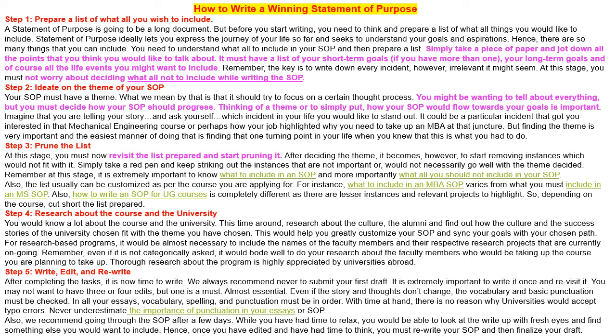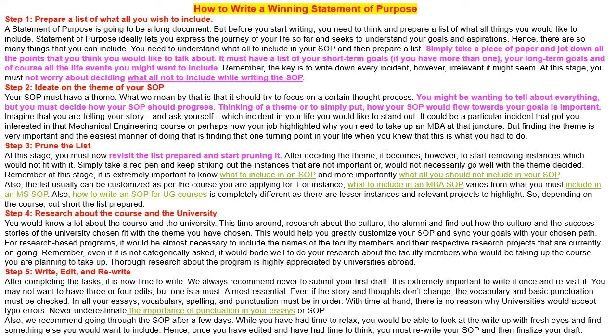Simply take a piece of paper and jot down all the points that you think you would like to talk about. It must have a list of your short-term goals, if you have more than one, your long-term goals, and of course all the life events you might want to include. Remember, the key is to write down every incident, however irrelevant it might seem. At this stage, you must not worry about deciding what not to include while writing the SOP.